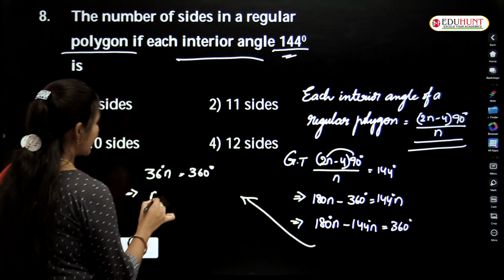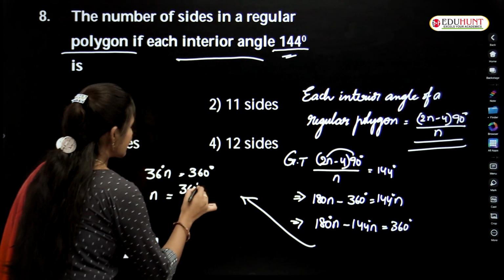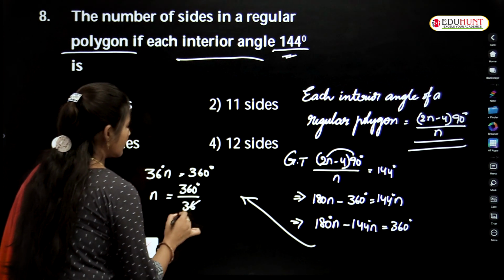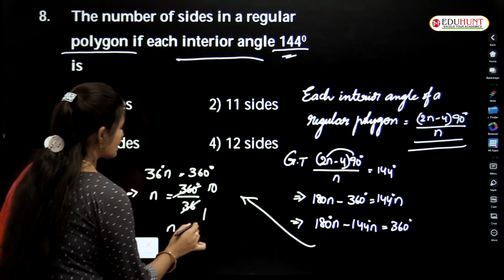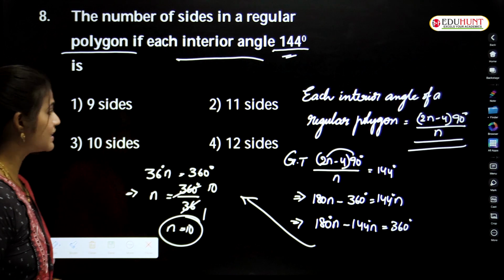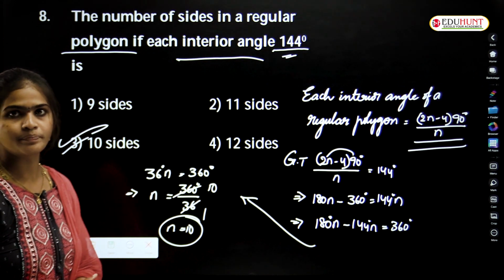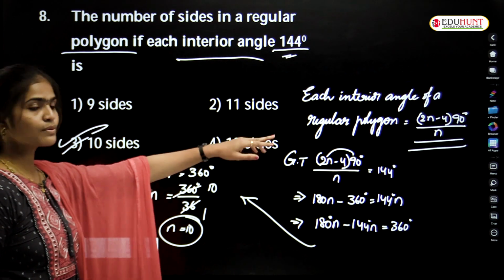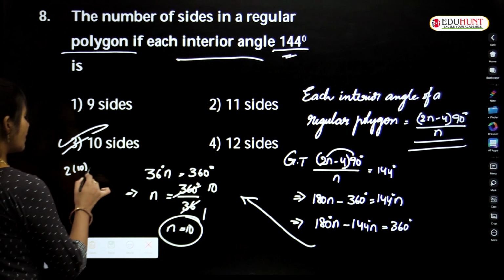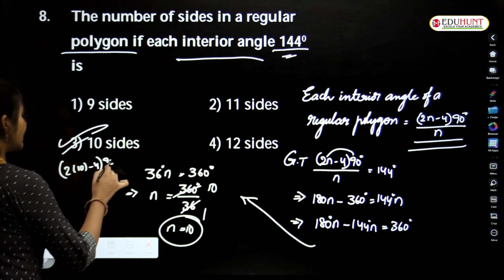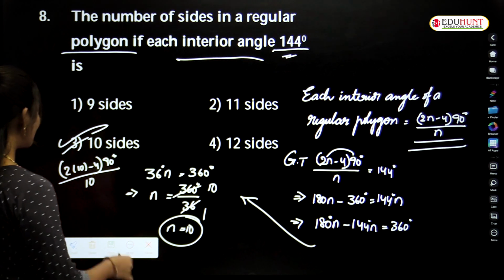So from this one n value we need to find out. So n = 360 degrees whole by 36, ones and 36 tens. So n is equal to nothing but 10 sides. So n = 10 sides is the correct answer. If you substitute n = 10 in that formula, here 2 into 10 minus 4 into 90 degrees whole by 10. I am substituting that one.